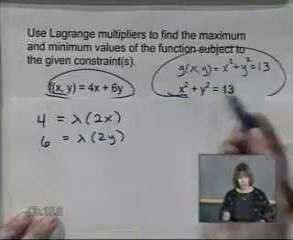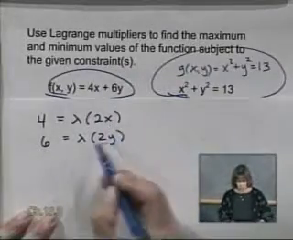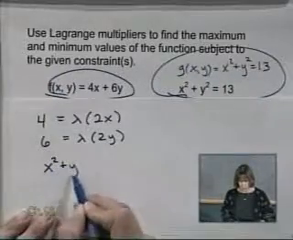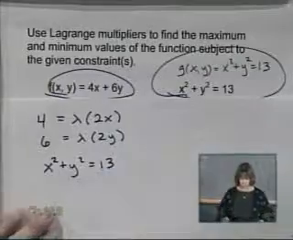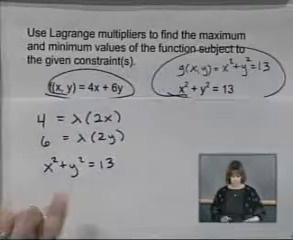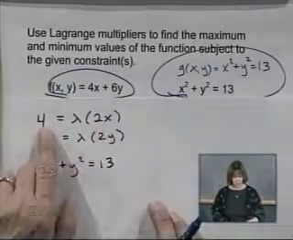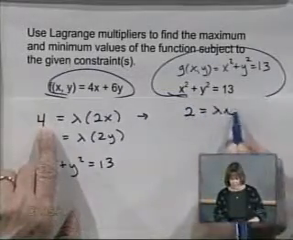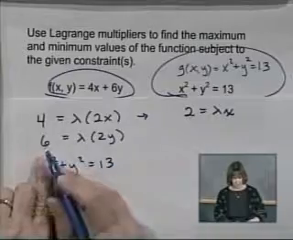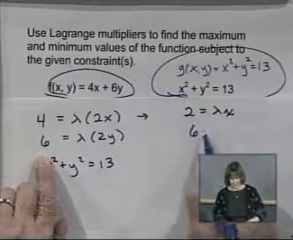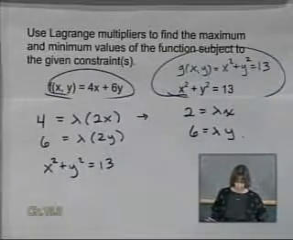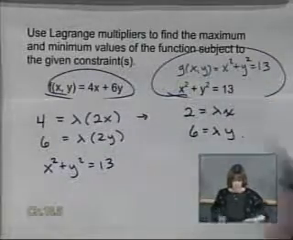In addition, we have a third equation, because notice I have 1, 2, 3 unknowns. My third equation is the constraint. x squared plus y squared is equal to 13. Well, first of all, the top equation, I'm just going to divide through by 2 on both sides. So if I do that, I'm going to get 2 equals lambda times x. And if I divide by 2 on both sides here, I get 3 is equal to lambda times y.